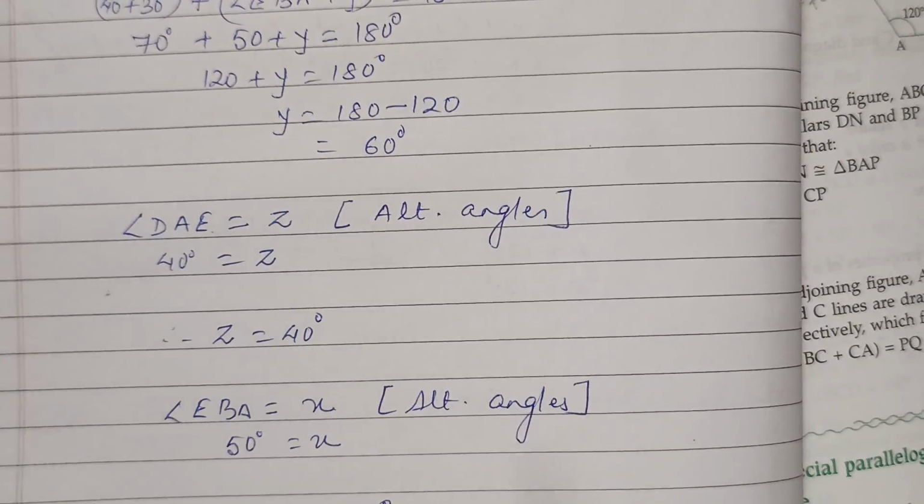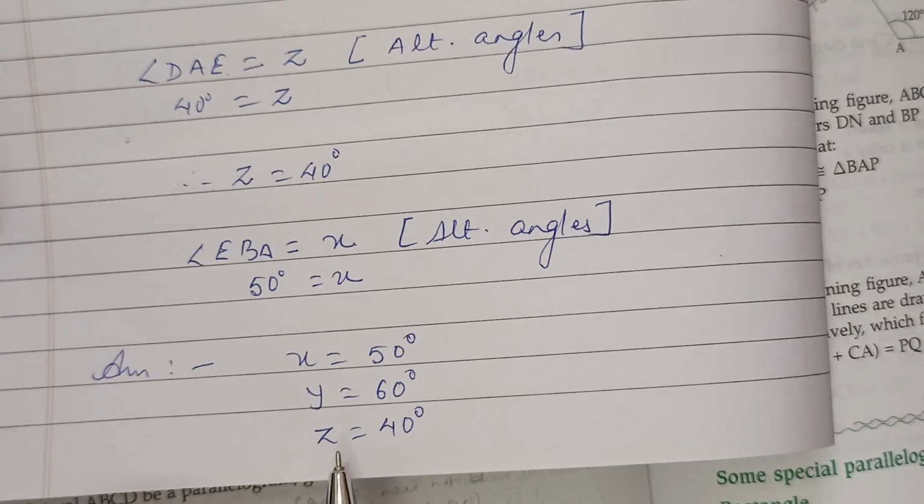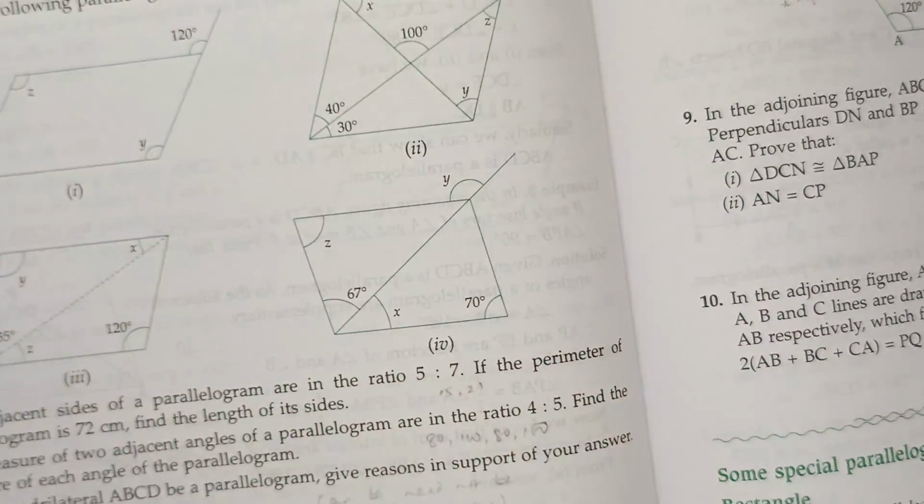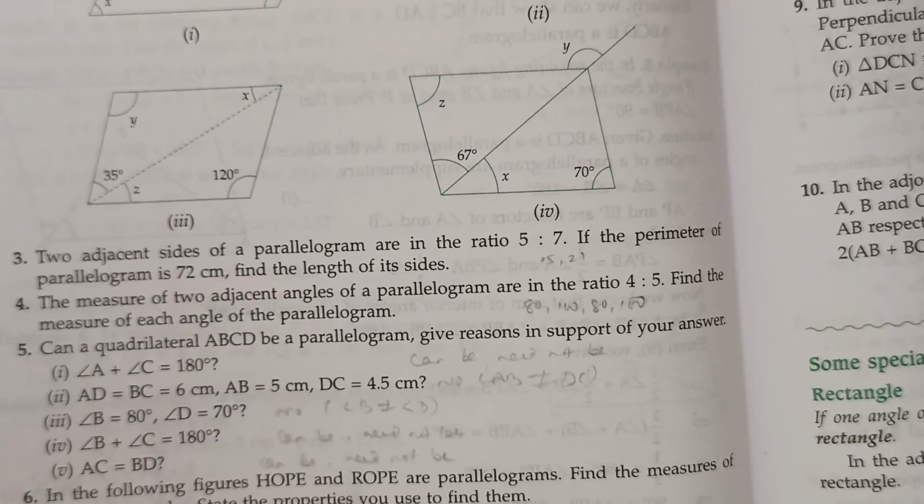So we have found out all the three angles. X equals 50 degree, y equals 60 degree, z equals 40 degree. In the same way, you will be completing the other two questions.